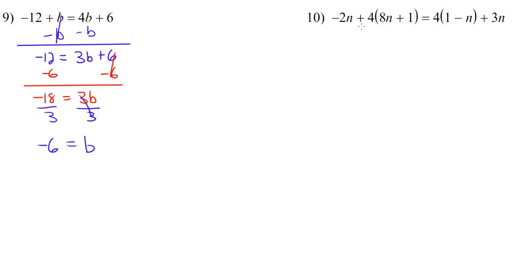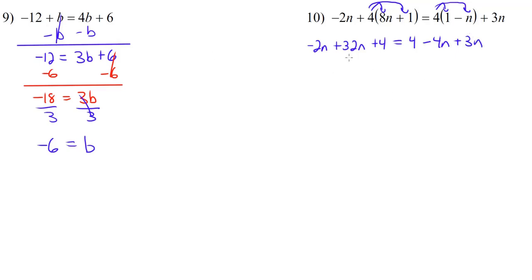Number 10, we have negative 2n plus 4 times the quantity of 8n plus 1 equals 4 times the quantity of 1 minus n plus 3n. So first thing we need to take care of is this distributive property on both sides of the equation. So we have here negative 2n, then 4 times 8n, that is 32n, and then 4 times 1, that's 4. On the other side, 4 times 1 is 4, and 4 times negative n is negative 4n plus 3n.